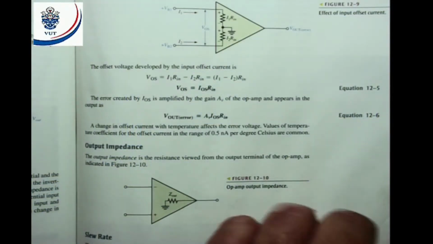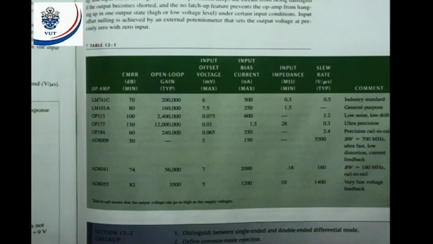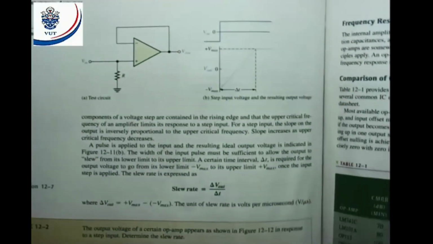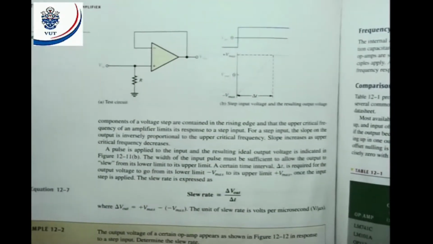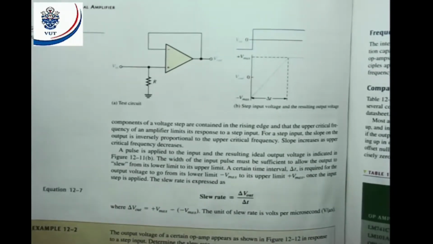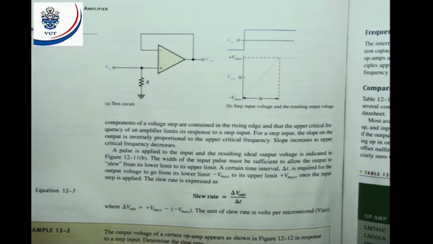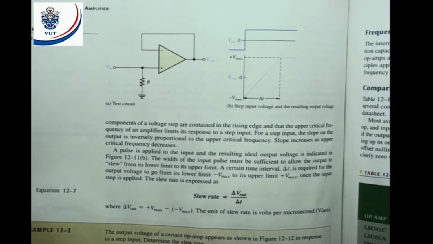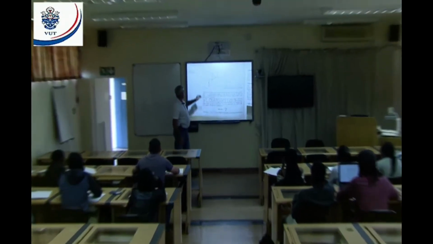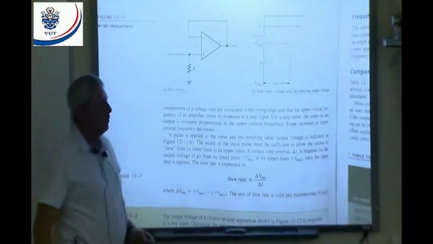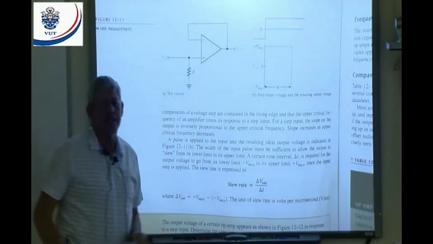Now we're going to talk about slew rate. What is slew rate and how do we determine the slew rate? All right, slew rate. First of all, they talk about a test circuit. Now, we look at this circuit here. What do you think? Is there any feedback in the circuit, yes or no?